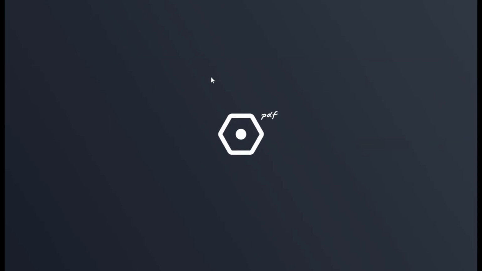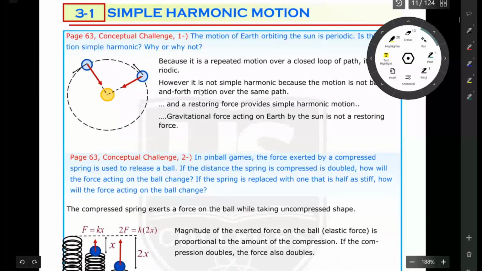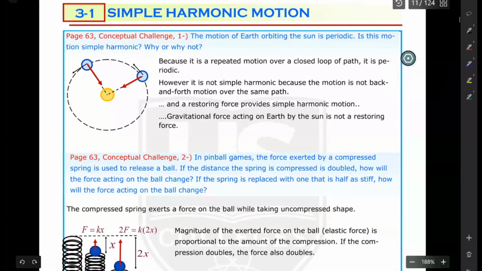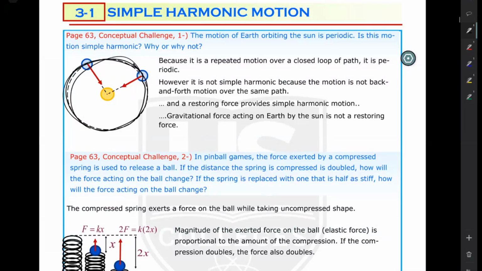Page 11, conceptual challenge 1. This question is defining the difference between periodic motion and simple harmonic motion. The question is asking you that the motion of the Earth orbiting the sun is periodic. We know it's periodic, it's repeated motion. So Earth is initially here. Later it moves, comes to the same point again, and again. So this is periodic. Is this motion simple harmonic?